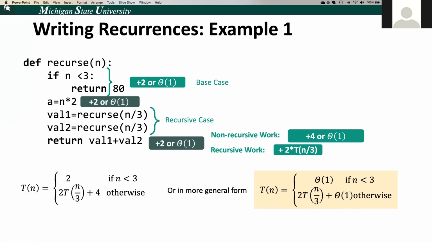If both recursions weren't n over 3, how would that change your final equation? Yeah, that's a good call. Then you have to do T of n over 3 plus T of whatever you're trying to cut the input size by. But that is not recommended because that's a very funky recursion you're thinking of.